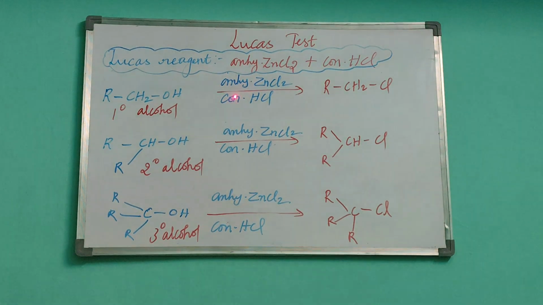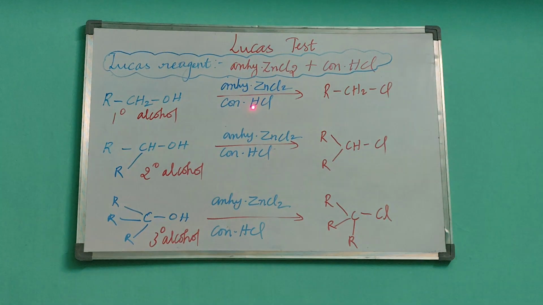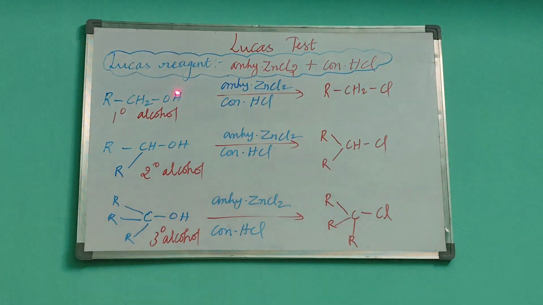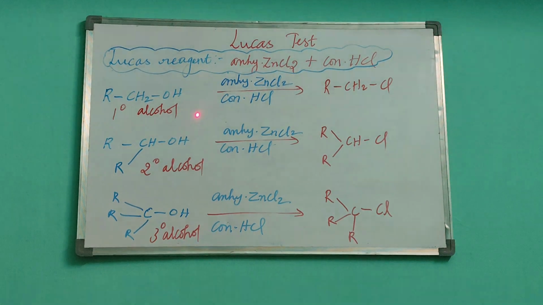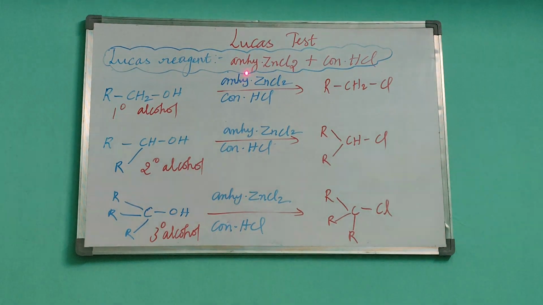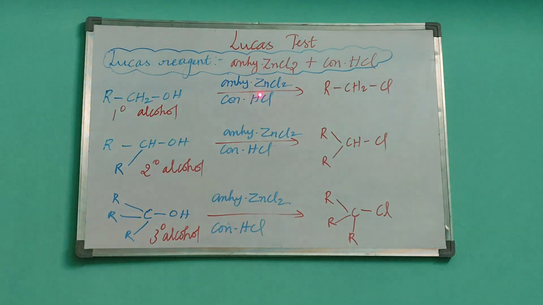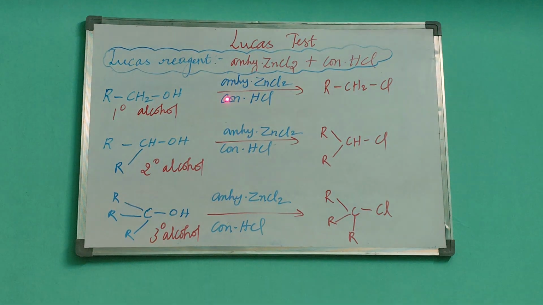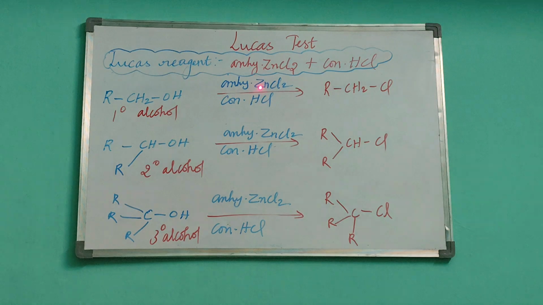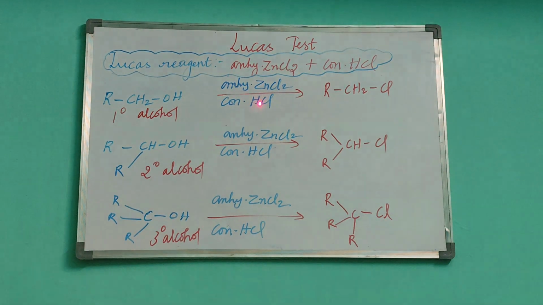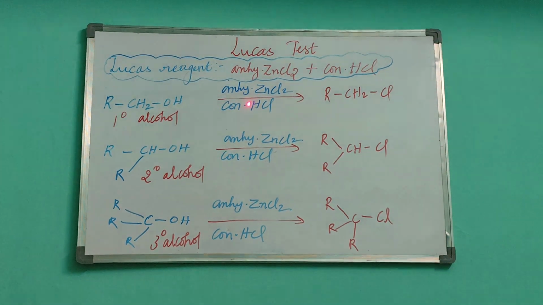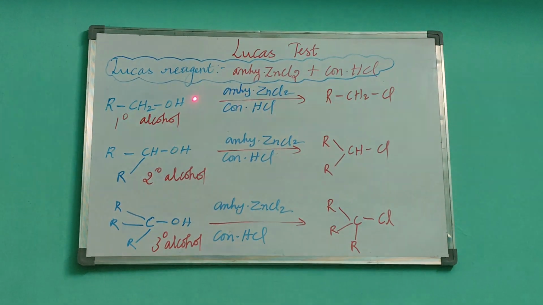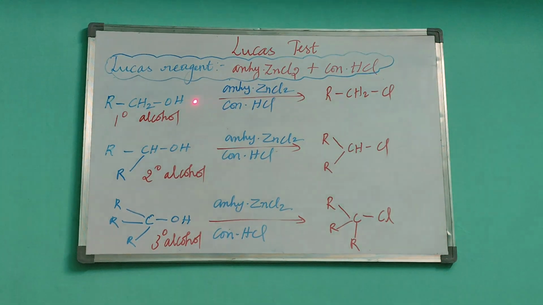So primary alcohol reacts with the Lucas reagent. Whenever you see anhydrous zinc chloride and concentrated HCl over the arrow and alcohol on the substrate side, you may identify that this reaction is a Lucas reagent test reaction. So when primary alcohol reacts with the anhydrous zinc chloride and concentrated HCl, this OH part and the hydrogen part of HCl will go as water, because H and OH will go as H2O.